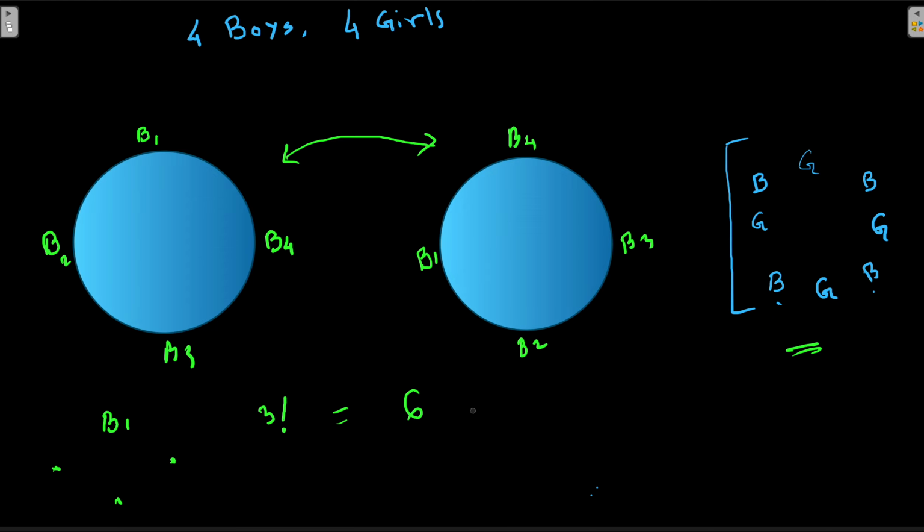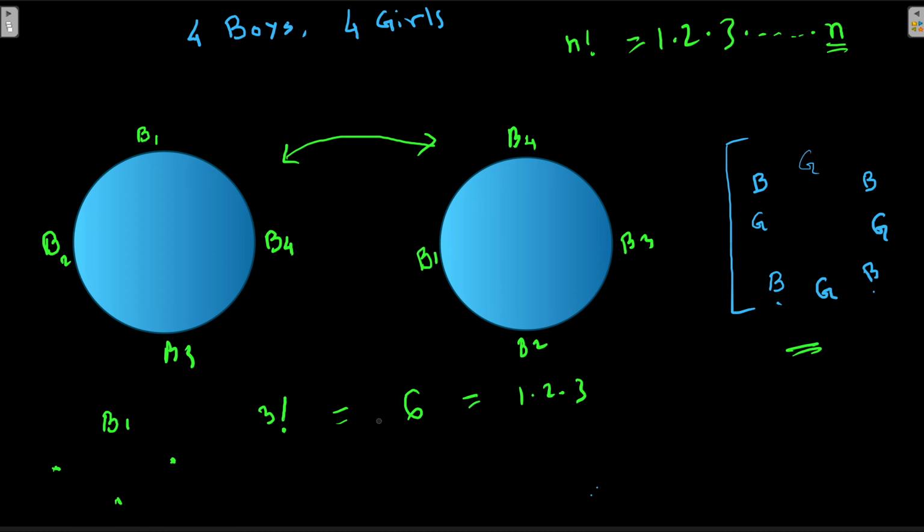What is factorial in general? The factorial of some number, let's say n, is 1 into 2 into 3 into and so on, the product up to n. So factorial 3 is 1 into 2 into 3, which is 6. Now, there are 6 ways in which 4 boys can sit around a round table.